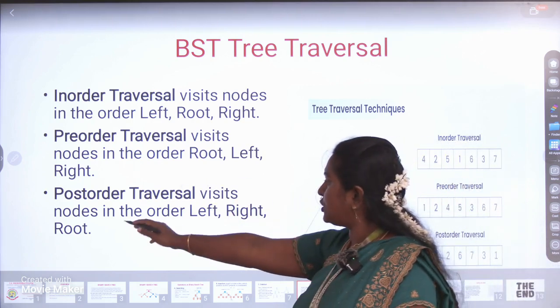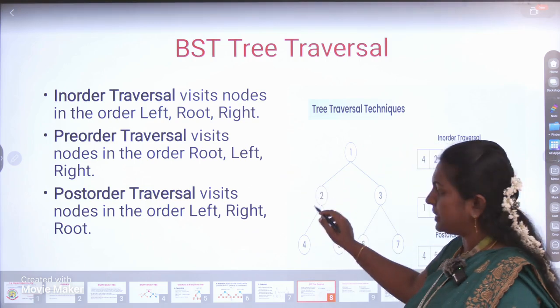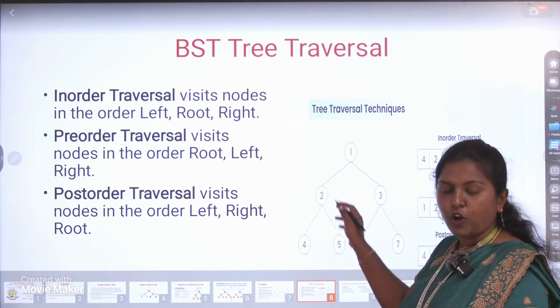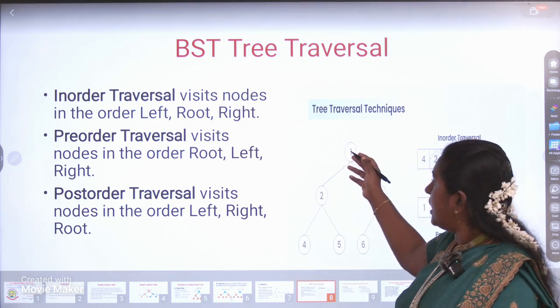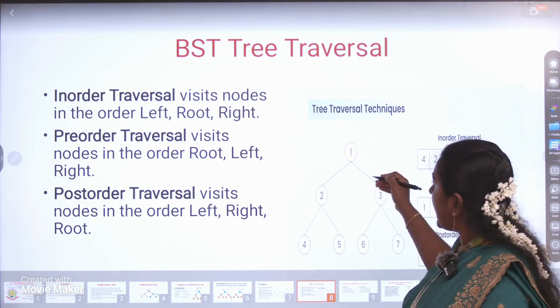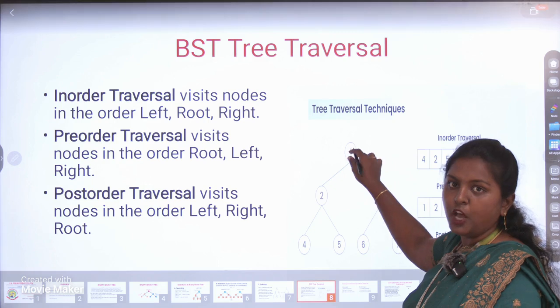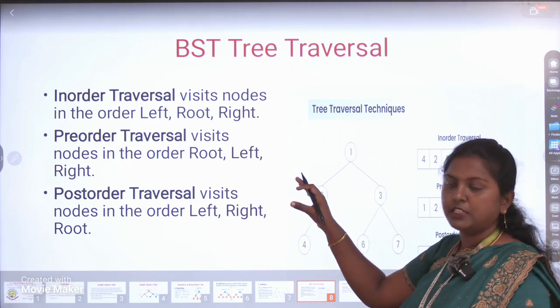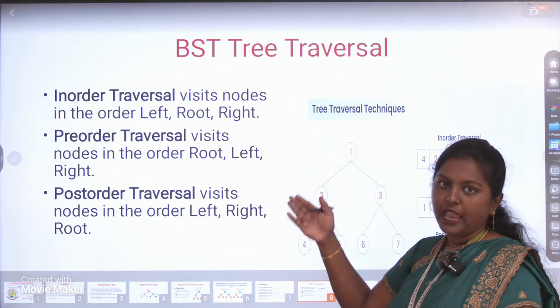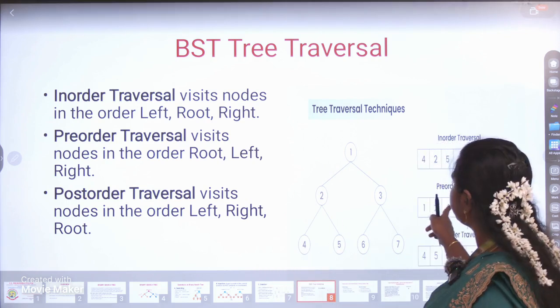In the case of post-order traversal, you start from the left and visit all the nodes, then go to the right subtree and visit all the nodes, and last you go to the root node. So these are the formats of in-order, pre-order and post-order traversals.